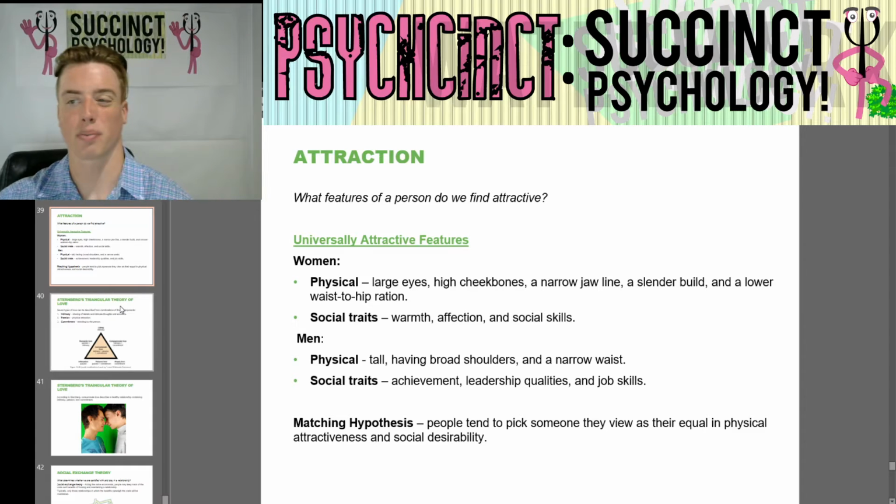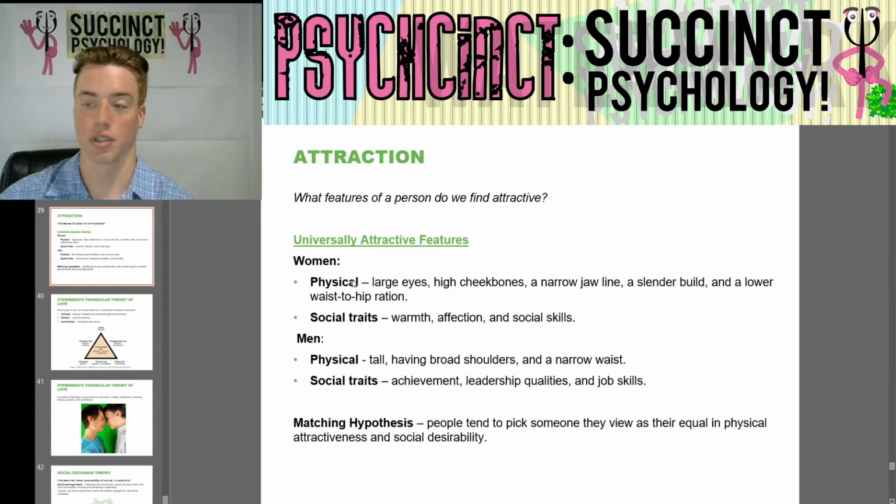Attraction. What features of a person do we find attractive? Universally attractive features, for everybody: in women, physically, large eyes, high cheekbones, a narrow jawline, a slender build, and a lower waist-to-hip ratio. Social traits include warmth, affection, and social skills. In men, physical traits include being tall, having broad shoulders and a narrow waist. And social traits are achievement, leadership qualities, and job skills.